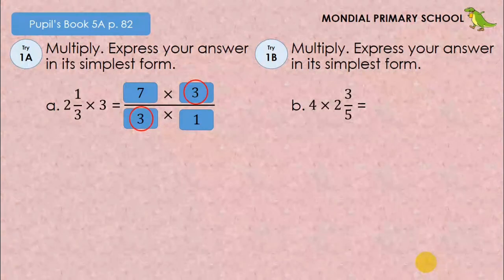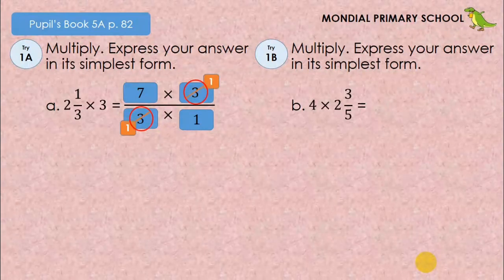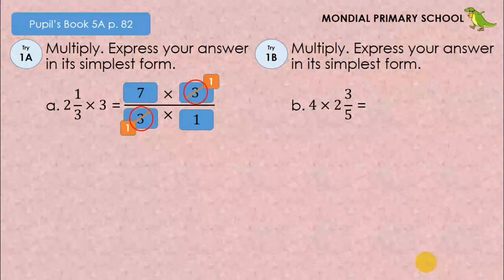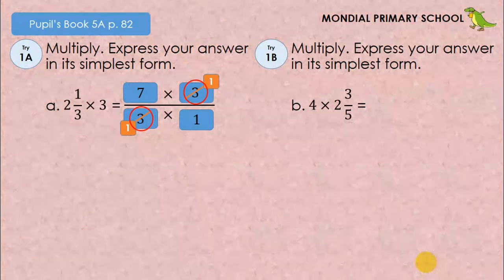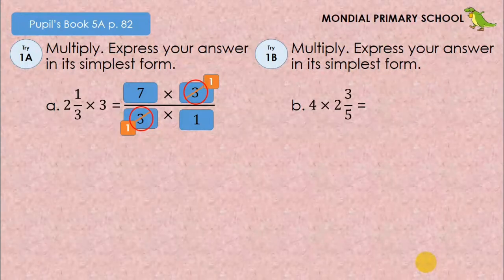What do we do next? Divide them by their common factor, that is 3. Are there another numerator and denominator with a common factor? No. Fantastic. Now that we have simplified the fractions, what are the next steps? Good job! Multiply the numerators and then multiply the denominators.